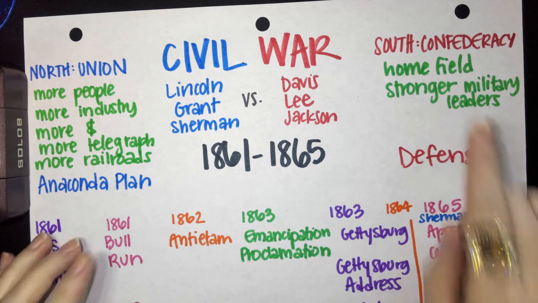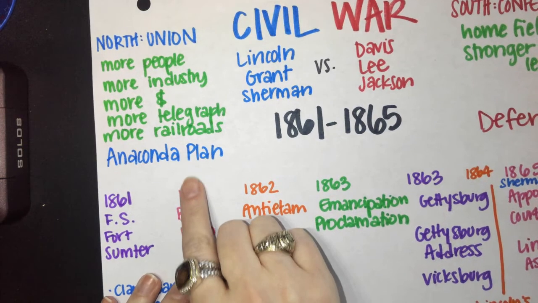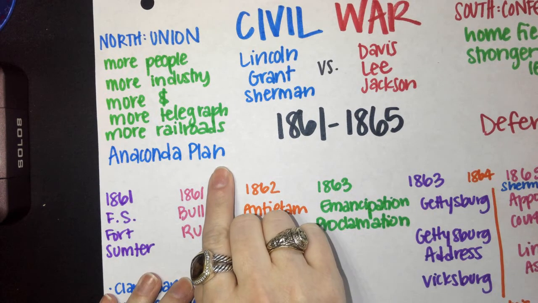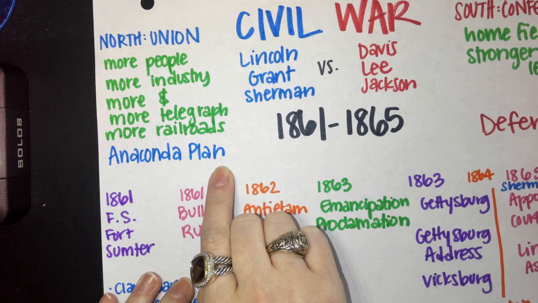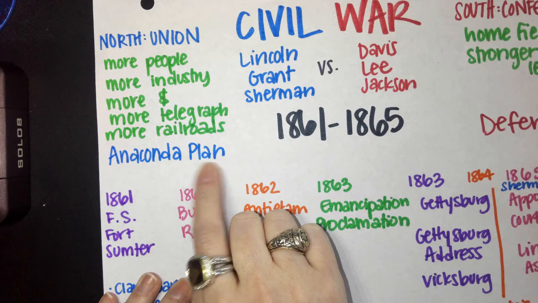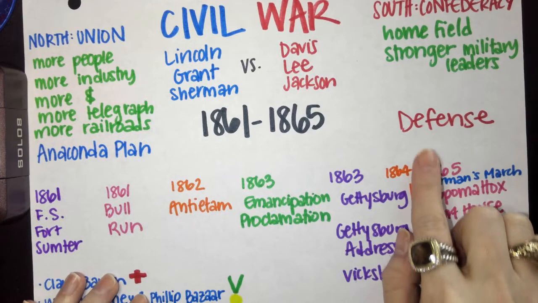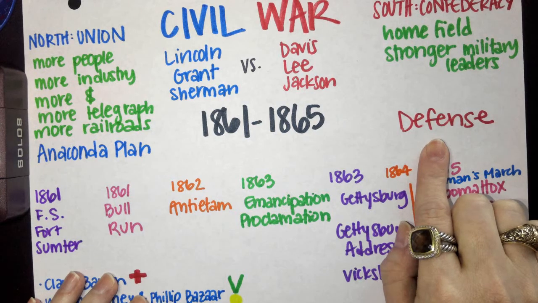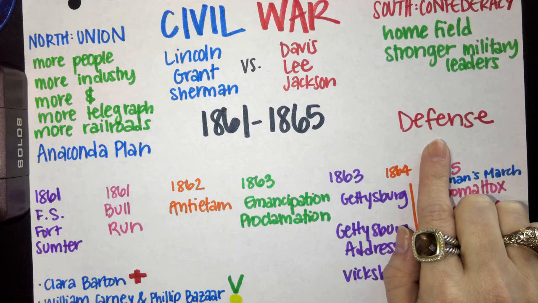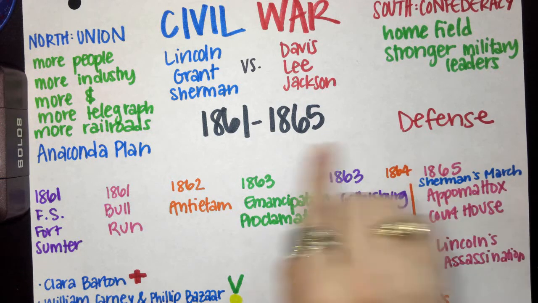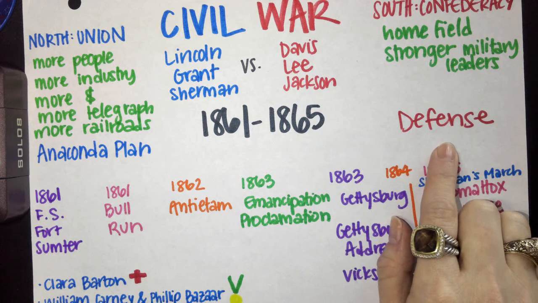Now, in regards to plans, the Union is going to have the Anaconda Plan. Basically, they want to blockade all of the southern ports so that the South is not able to export goods to make any money and to not get any sort of materials brought into the Confederacy, basically choking them until they will have to surrender. In the South, they're planning to just play defense, and they're thinking that it's going to be a fairly quick war and that they're going to win and that they're just going to be their own separate country. And as we can see, after 4 years of fighting, it was not a quick venture.